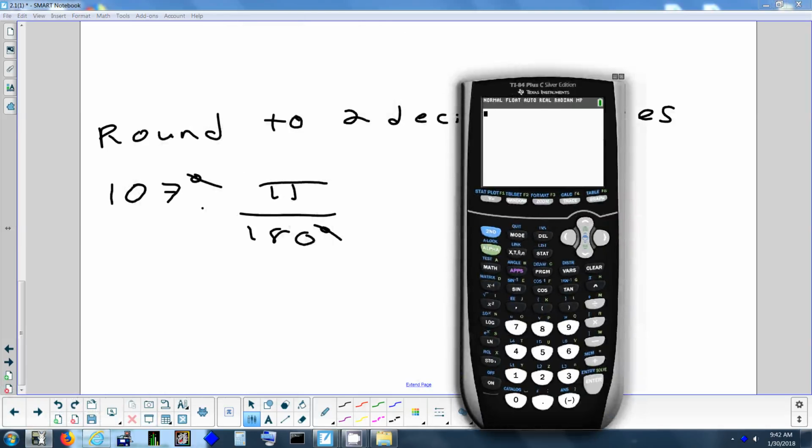Why use the pi button? What's the difference? Nathan? It's a lot more precise than 3.14. Yeah, there's a lot more digits there, so it's more accurate. So 107 times pi divided by 180, we get about 1.87.